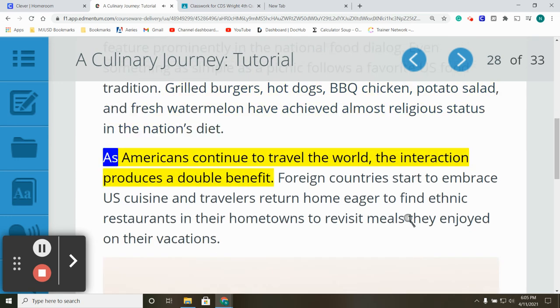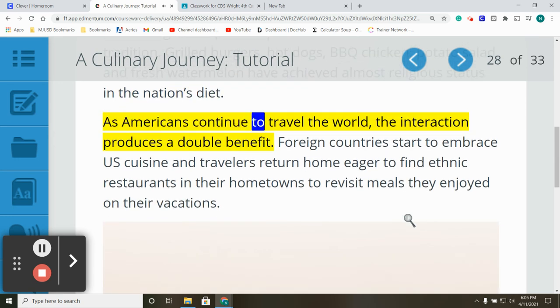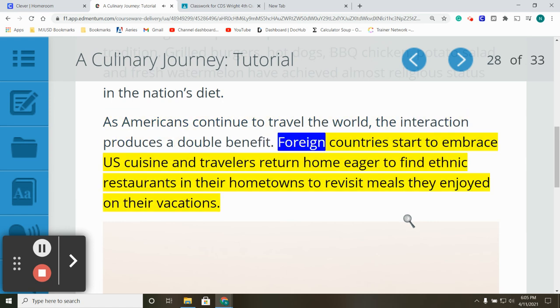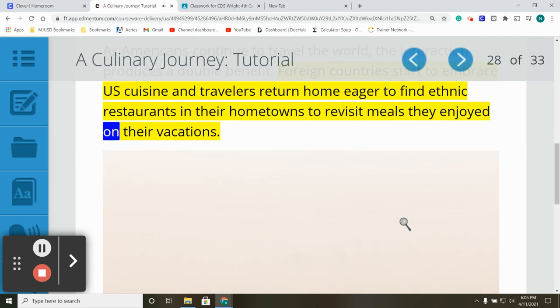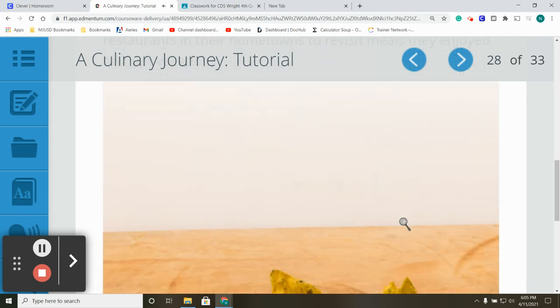As Americans continue to travel the world, the interaction produces a double benefit. Foreign countries start to embrace U.S. cuisine and travelers return home eager to find ethnic restaurants in their hometowns to revisit meals they enjoyed on their vacations. Hot dogs.